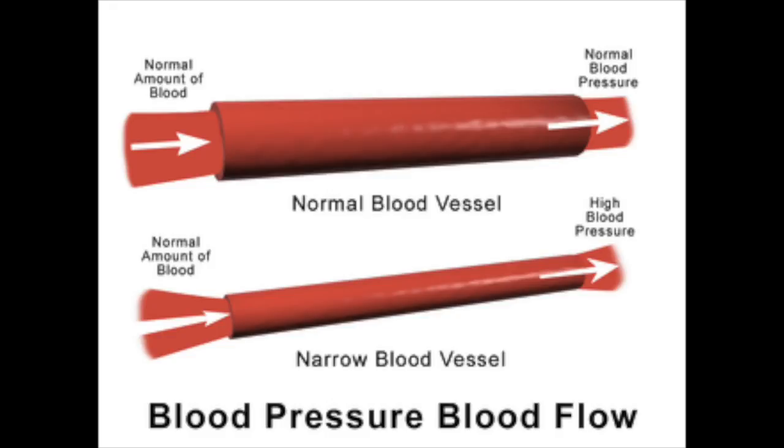Okay, so I said we talked about 3 influences on resistance. You should be able to know those 3. The first one is blood viscosity. The second, blood vessel length. The third, blood vessel diameter. Okay, go on to the next slide entitled the heart.